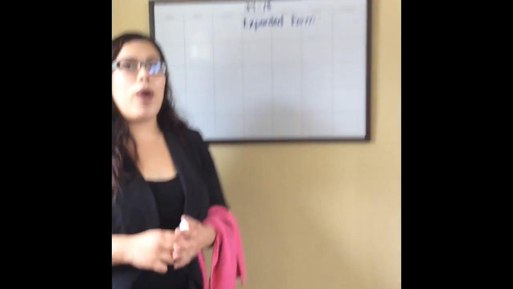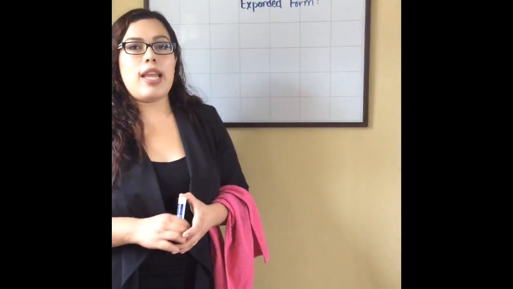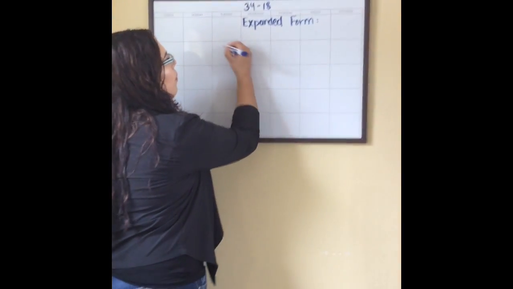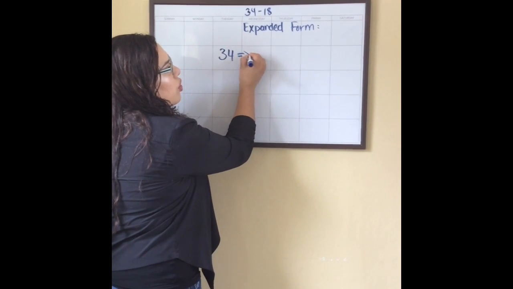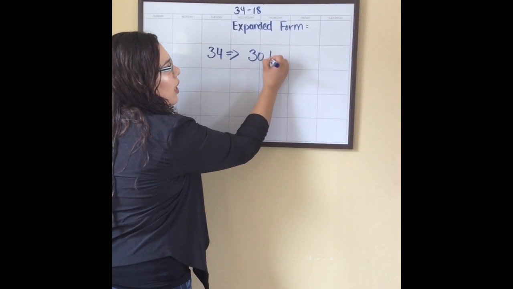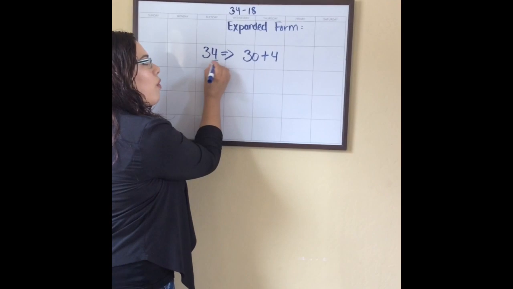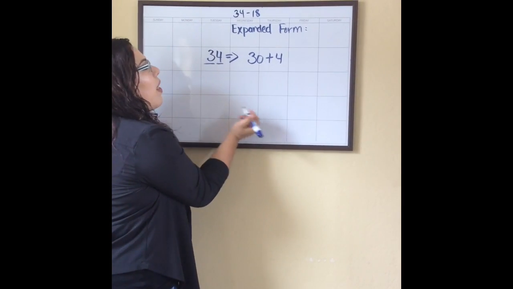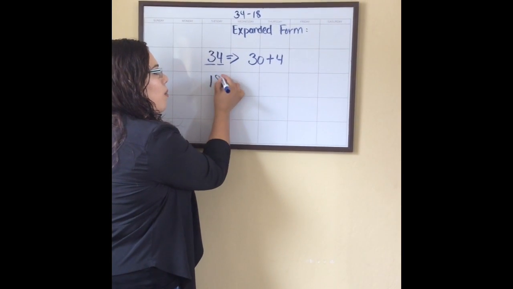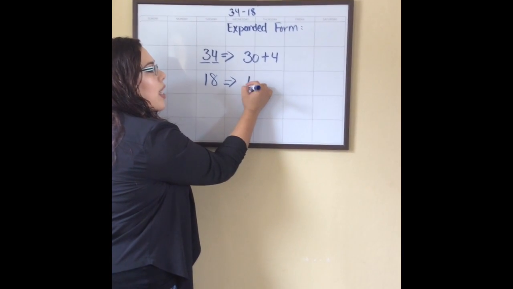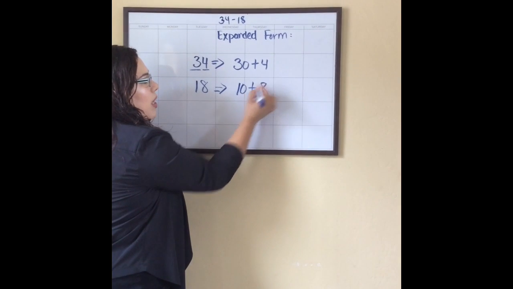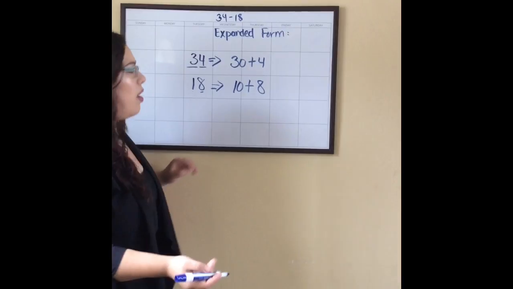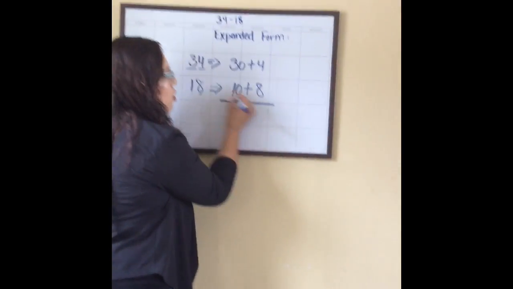Okay, for my second way of showing 34 minus 18, I'm going to do expanded form. So I'm going to grab the first number, 34, and that will convert to 30 plus 4, because we have 4 in the ones and then 3 in the tens place, which equals 30. Then we're going to go to 18, which converts to 10 plus 8, because we have 8 in the ones place and then 1 10, so that's 10. And now we're going to subtract these two.